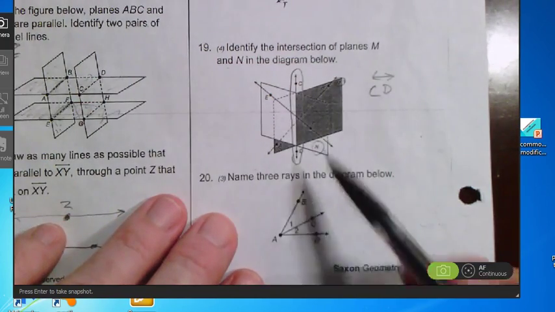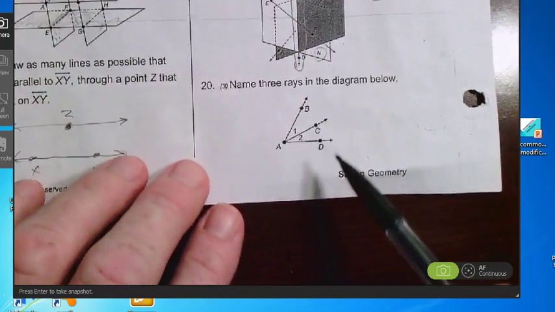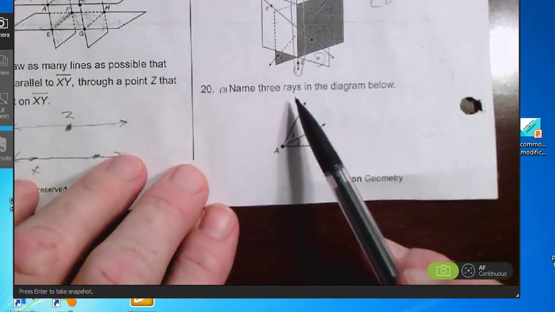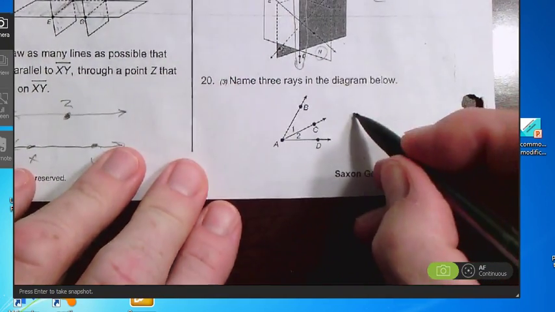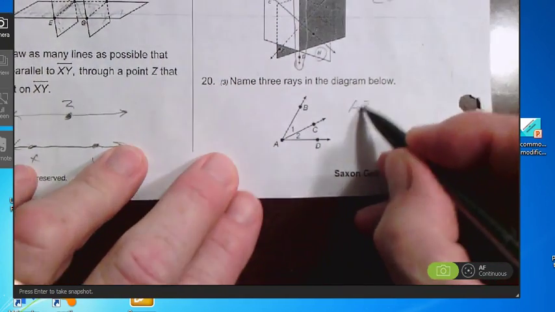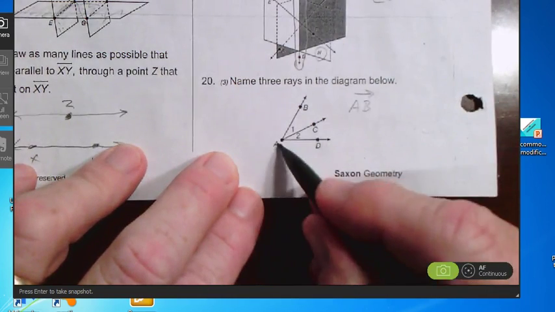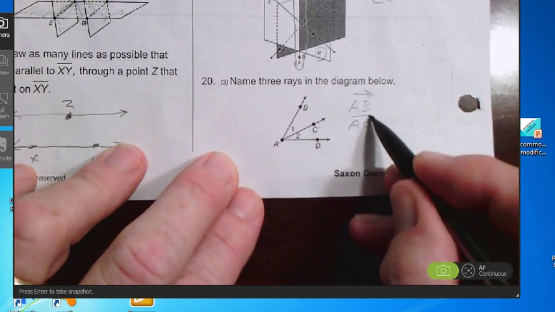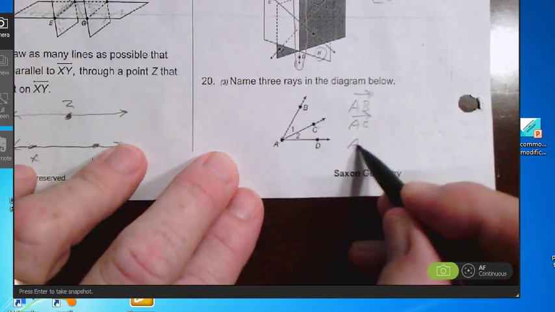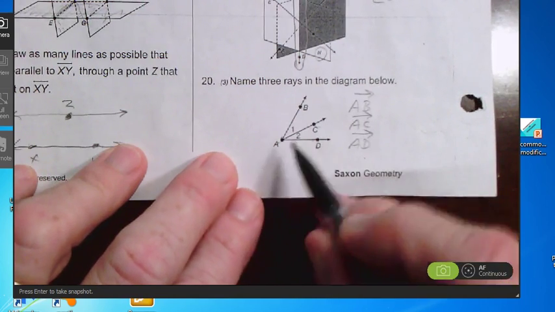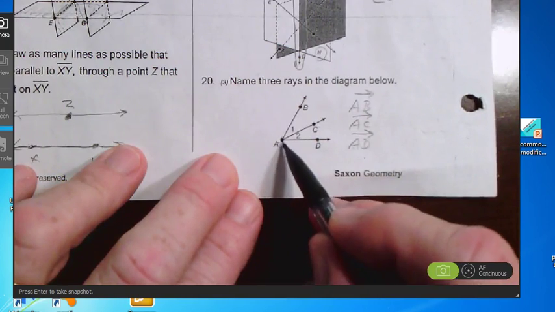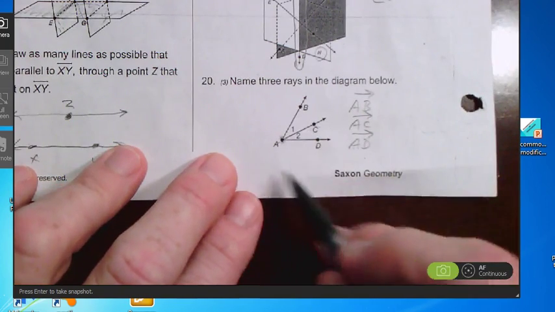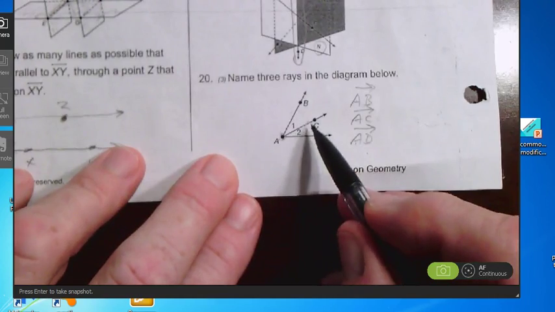And then finally, name 3 rays in the diagram below. So we have AB, AC, and AD. Rays always start with the point of origin, which is this point here, the vertex of the angle. These are also, remember, called sides of the angle.